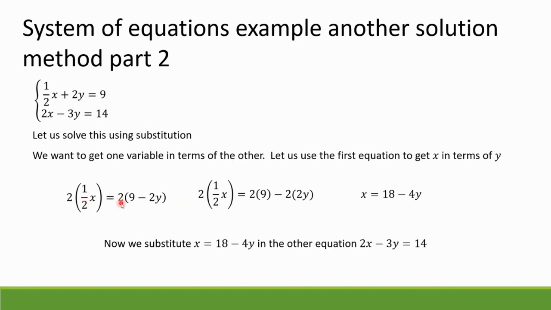And what you do to one side, you do to the other. So we multiply by 2, and then we distribute. We get x equals 18 minus 4y. And so now we know what x is in terms of y. What do you do next? You use the other equation. How do we use it? You replace x by this. That's what we do.